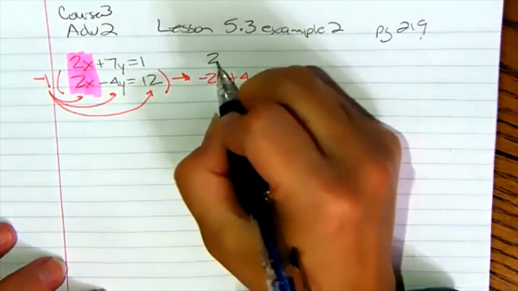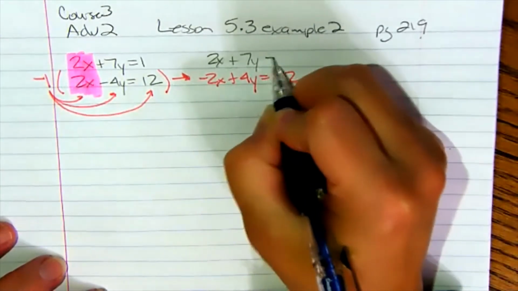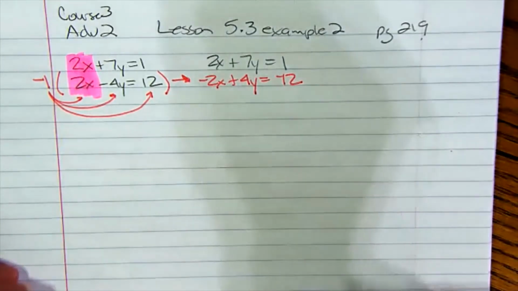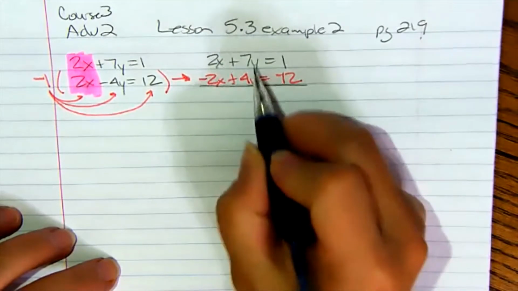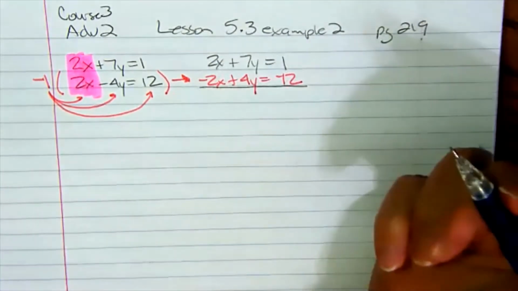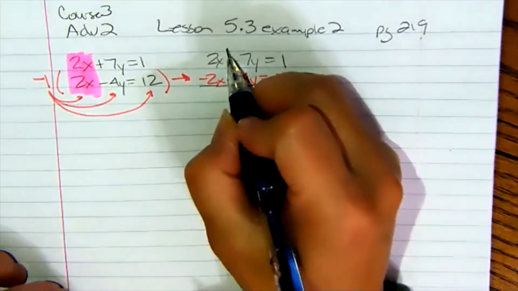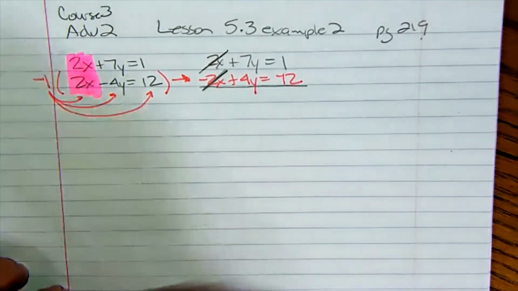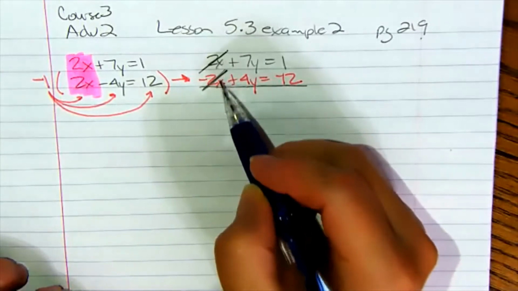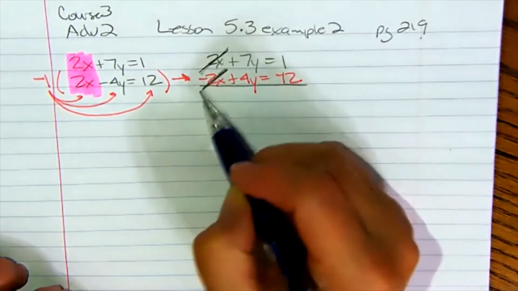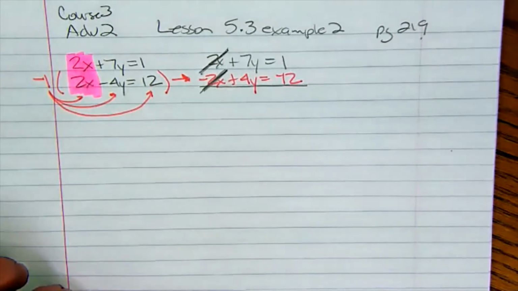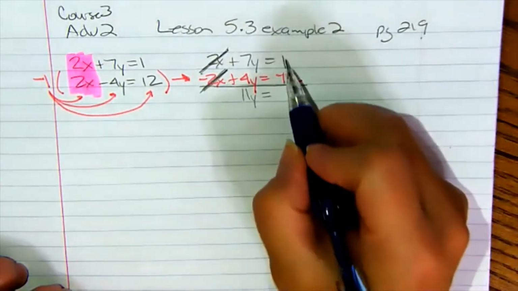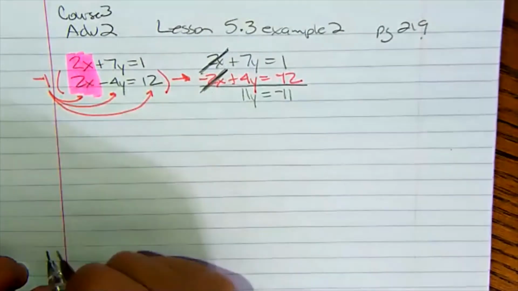So we can bring this top equation over. Oh, and would you look at that? When we go to combine these two equations, when we add these two equations, this term cancels or eliminates. We are eliminating that variable x because these terms cancel. So 7y plus 4y is 11y. 1 minus 12 is -11.